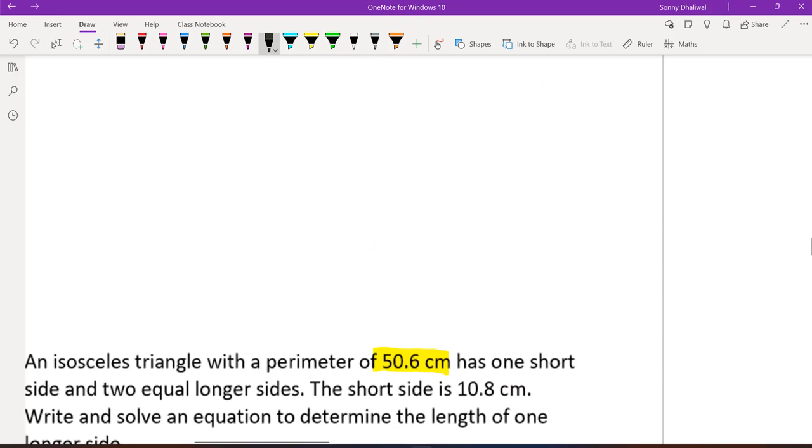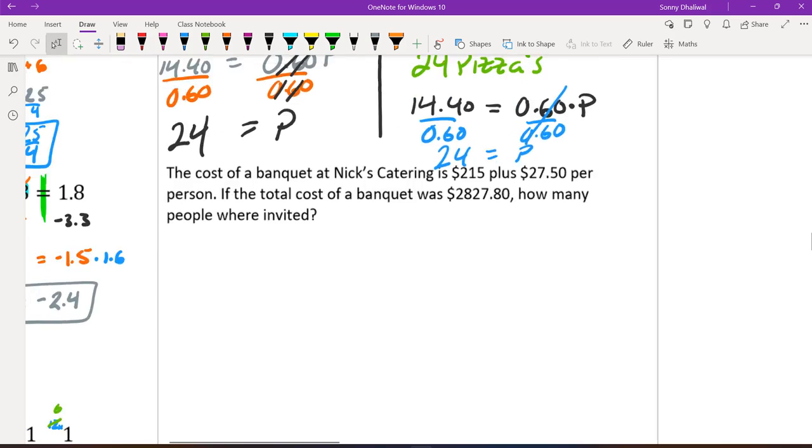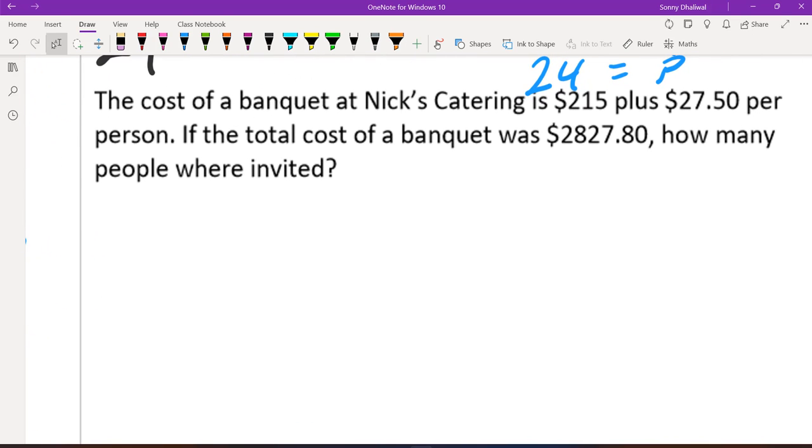So the next one, I'm just going to do by setting up equations. All right, not going to rationalize that out, which you guys could do if you wanted to, but I want to practice some equation building skills. So here goes. The cost of a banquet and mixed catering is $215 plus $27.50 per person. So the total cost of the banquet was $2,827.80. How many people were invited?